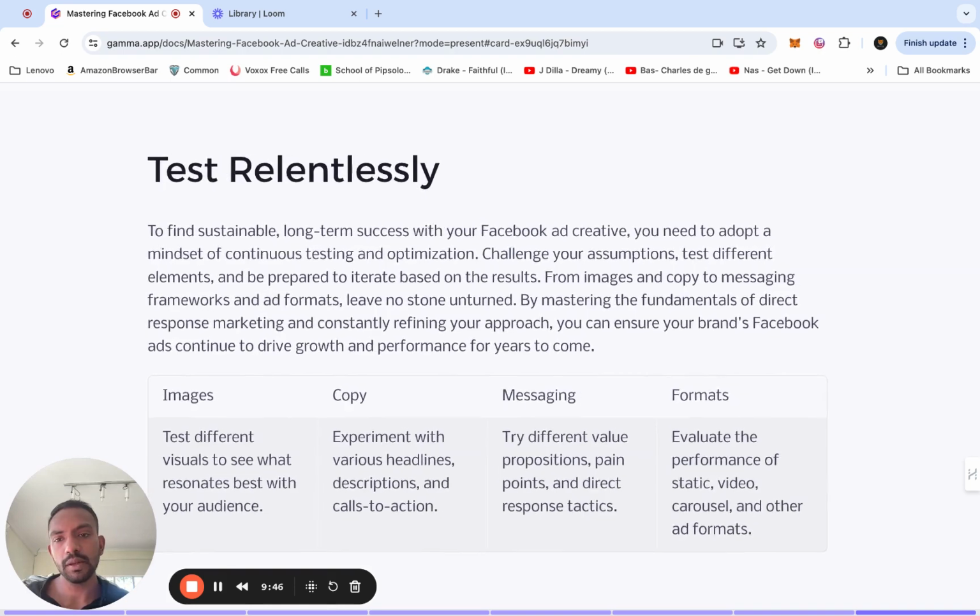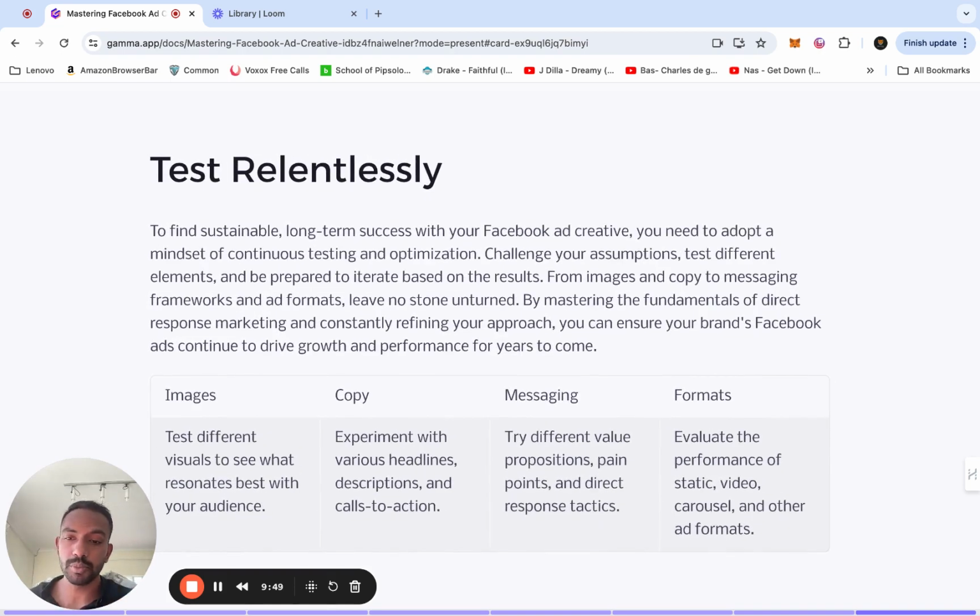But other than that, if you follow these direct response marketing principles in your Facebook ad creative, you should be well prepared and well equipped to find the best messaging, the best copy, the best image, and the best video that resonates with your target audience that ultimately allows you to scale profitably in dropshipping.